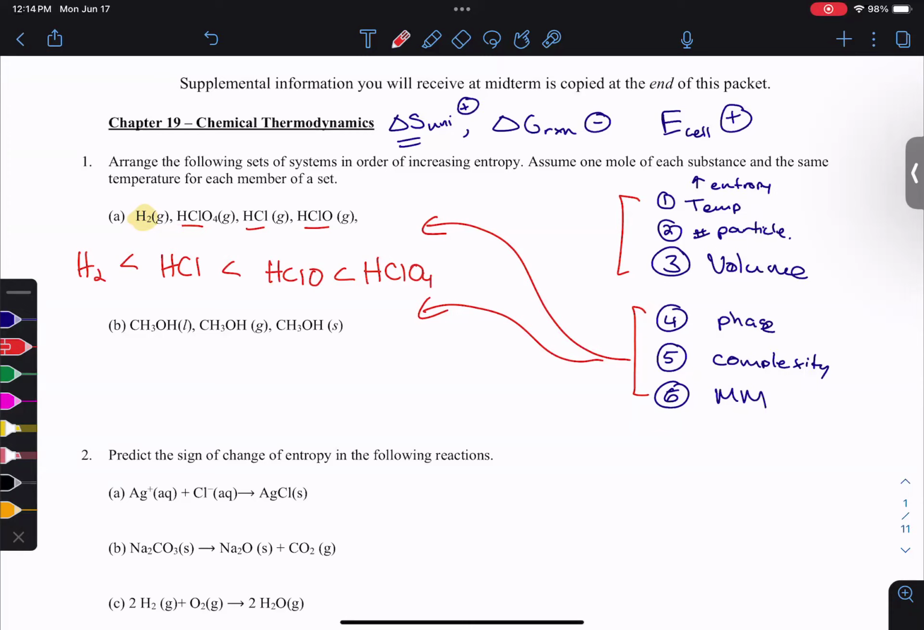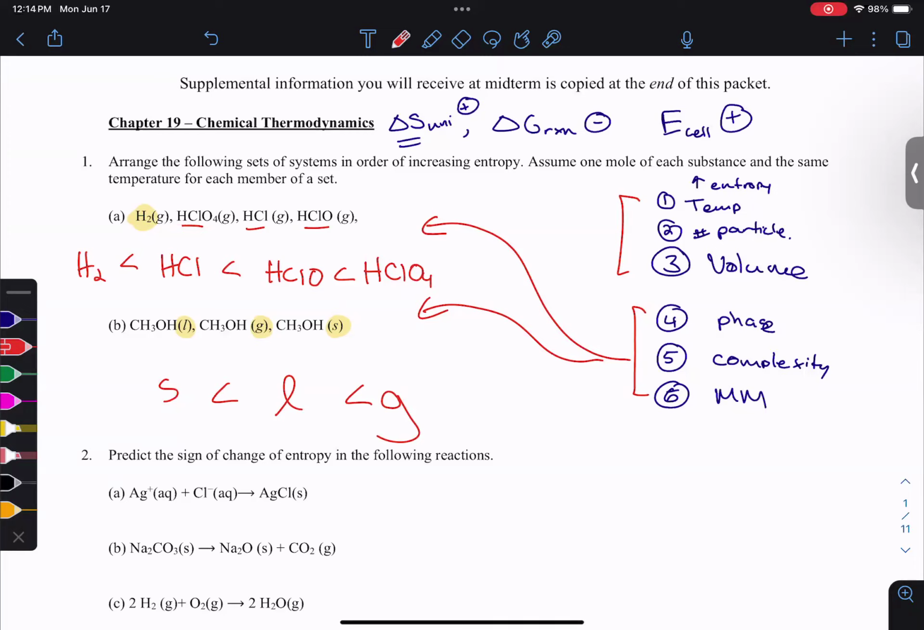Here we're looking at molar mass and complexity because all of them are in the same phase, they're all gases. Versus the next one, it's the same substance, but notice the only difference is the phases, all right? So in this case, phases will probably be the factor here. It's going to be solid, liquid, then gas, because each of those compounds on their own have the same molar mass, the same complexity.